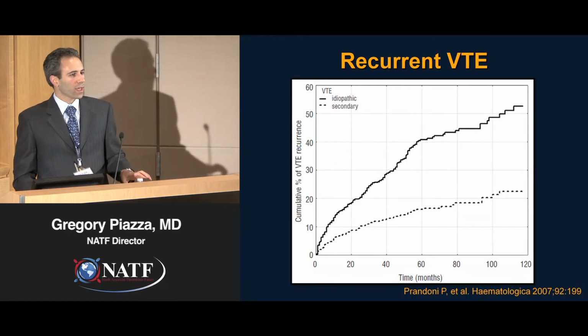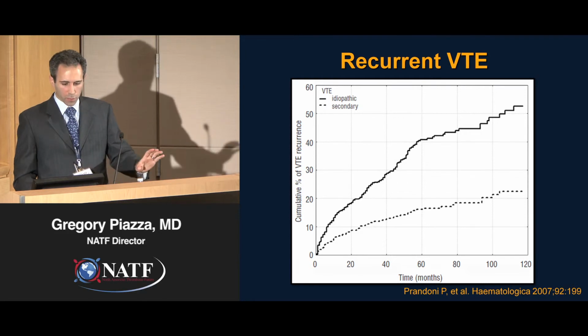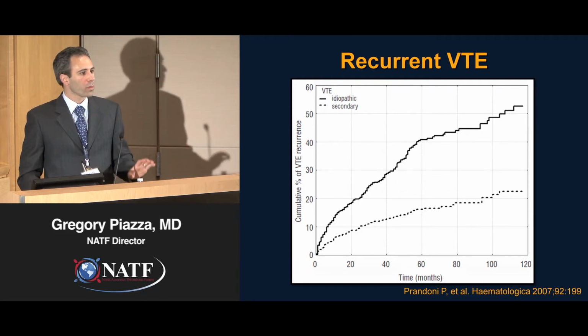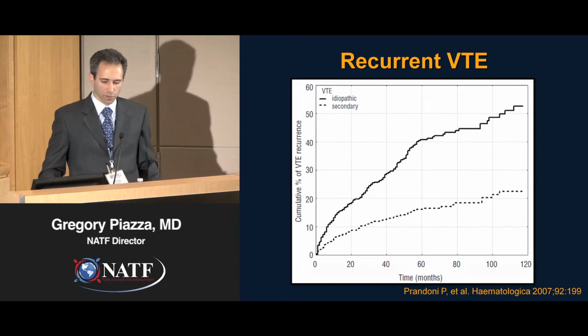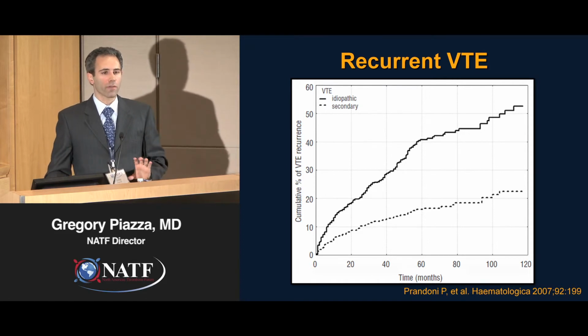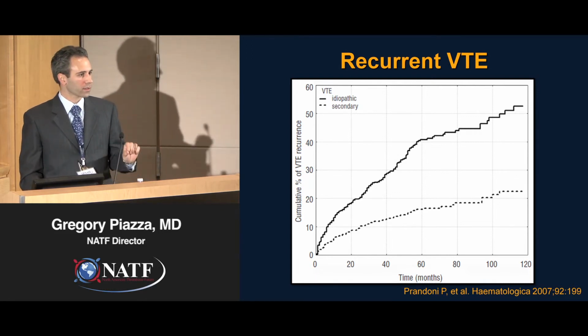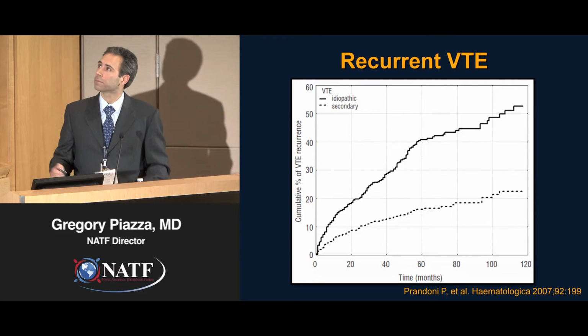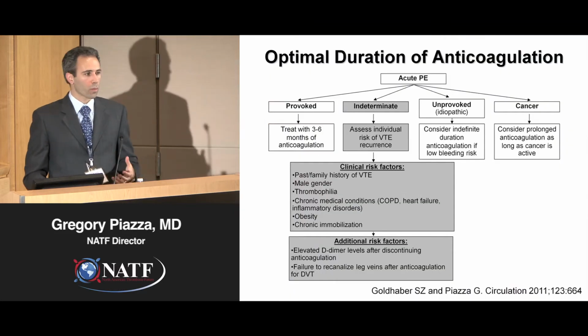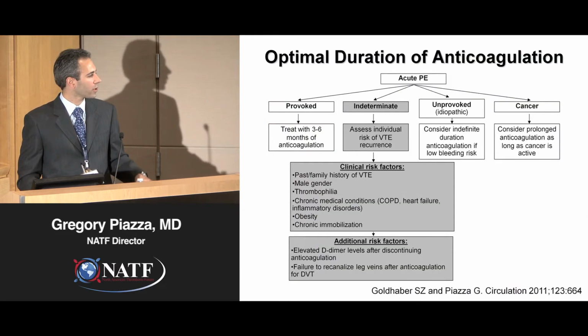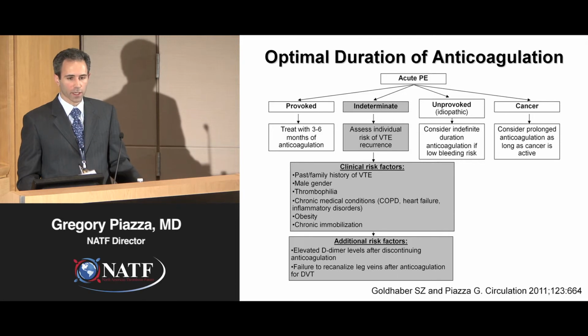One of the important things after we've discharged patients from the hospital is being mindful of the risk of recurrent venous thromboembolism. We know that patients who have unprovoked blood clots have a higher risk of having future blood clots compared with patients who have a distinct reason for their blood clot. And so one of the important things that we do in follow-up is to determine the optimal duration of anticoagulation.